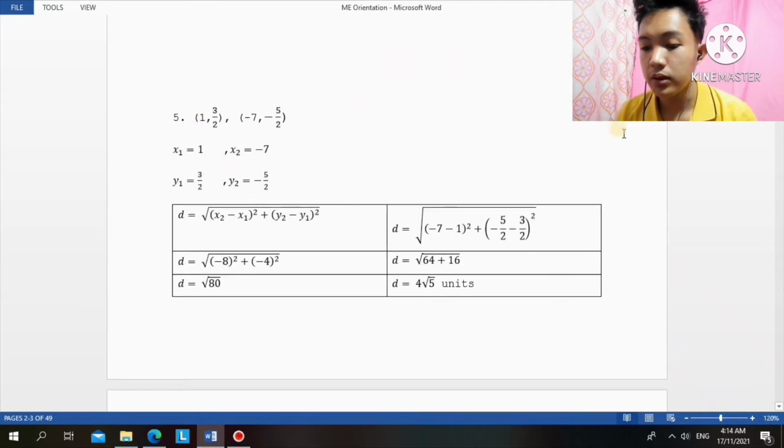Number 5, our coordinates are (1, 3/2) and (-7, -5/2).